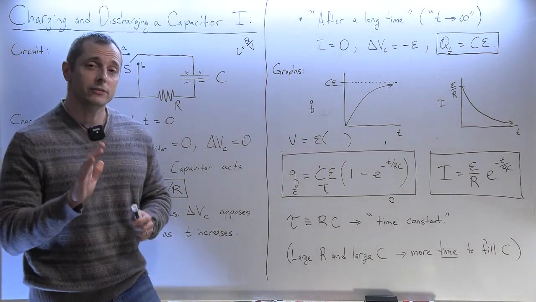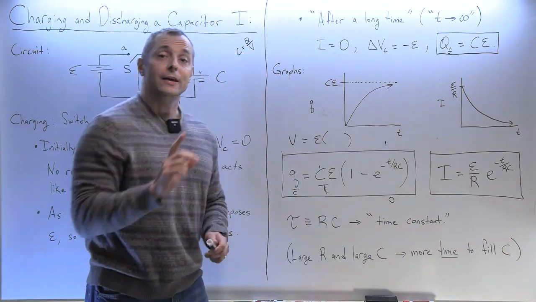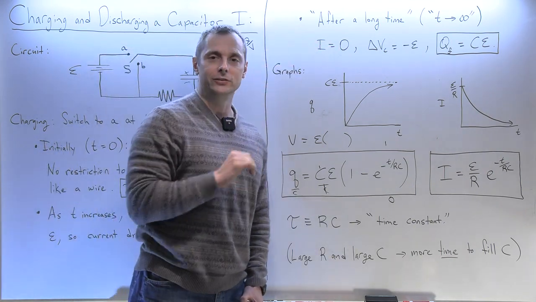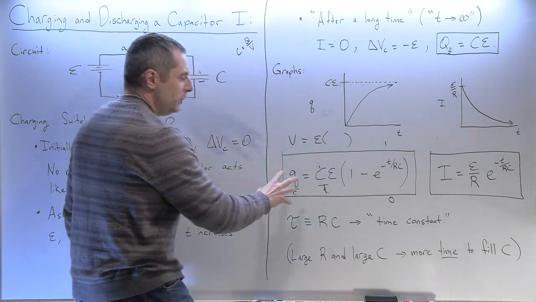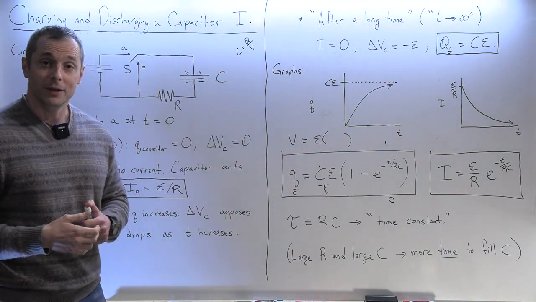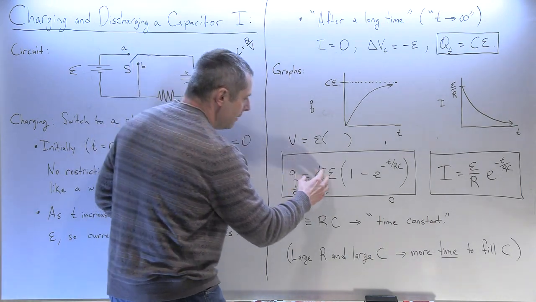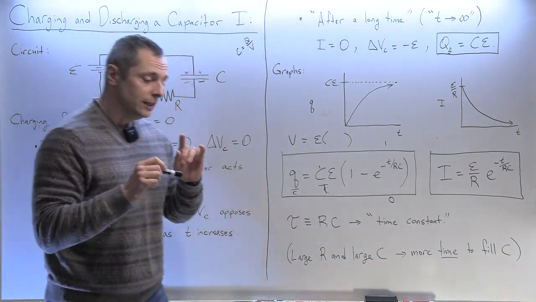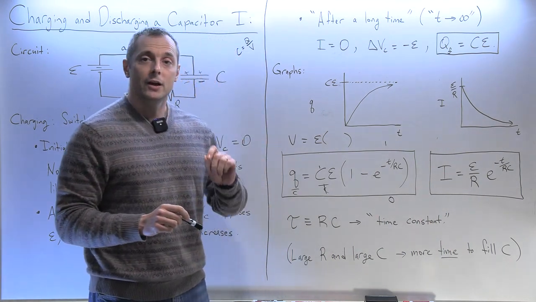And so not only does the charge rise up like this, the voltage on the capacitor also rises up to the battery voltage in time. So you can quickly make this into a voltage equation and use that in a problem as well. V equals V_0 times this term in parentheses. Okay, that's charging the capacitor.